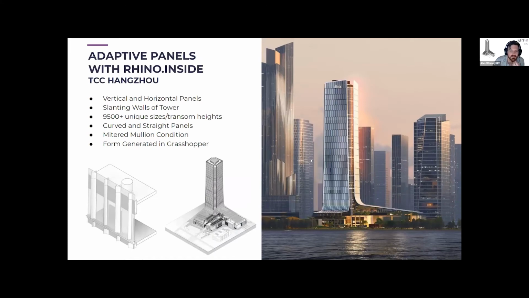Okay, TCC Hangzhou. TCC Hangzhou was our first Rhino.Inside project, and also one of my first projects within the office. This is where the complexity really starts to jump up. This facade system is slanting in elevation and also transitioning from vertical to horizontal. You can see at the bottom, it folds down, although it's still a single system. So obviously, an out of the box curtain wall solution isn't really going to work.